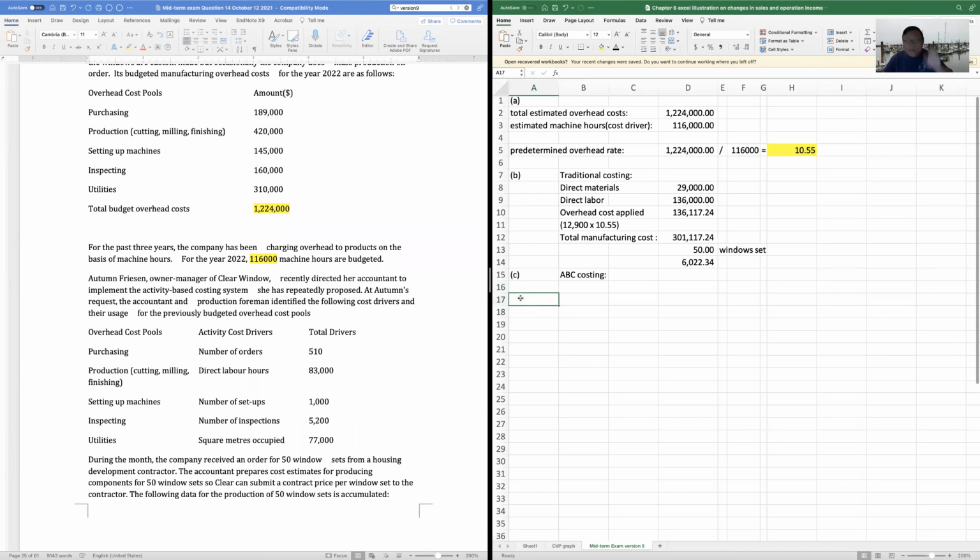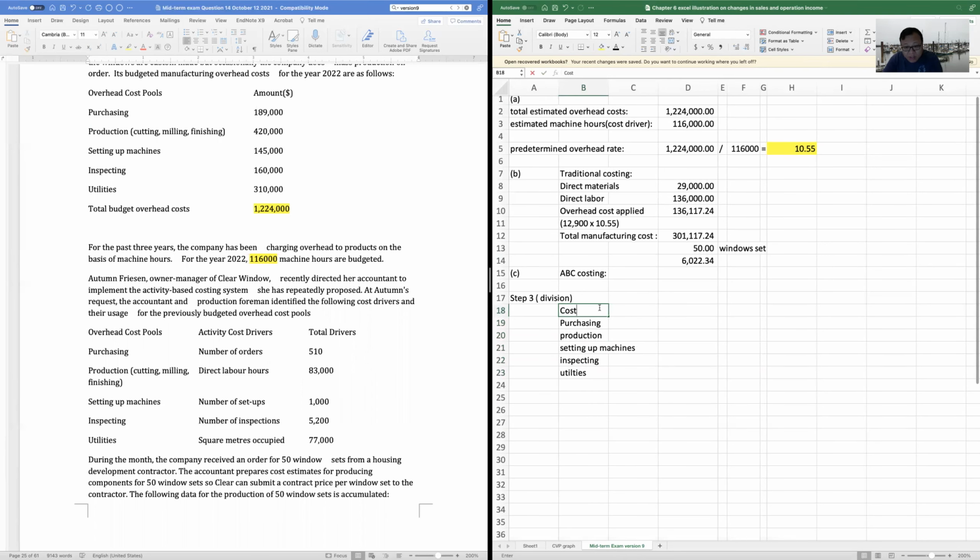So now we have information for step 1 and step 2. So for step 3, and we are using a division, right? We try to figure out for each activity what's the predetermined overhead rate. So I have purchasing, production, setting up machines, inspecting, utility. So that's my 5 pools. These are my cost pools, right?